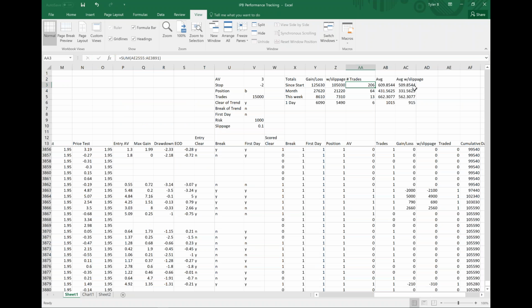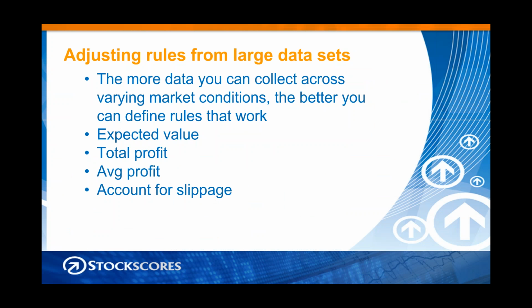So if we go back to my spreadsheet, my average with slippage is $562. That is an expected value based on 13 trades. However, here I have an expected value of 509 based on 206 trades. So that's a larger sample set, and therefore it is a more valid estimation of expected value, what I would expect to make if I did these rules over the next 100 trades.